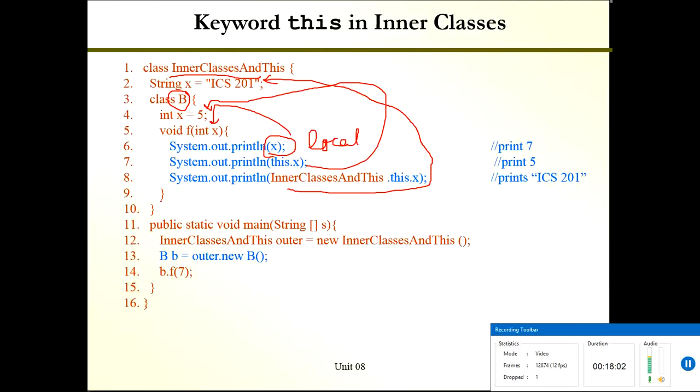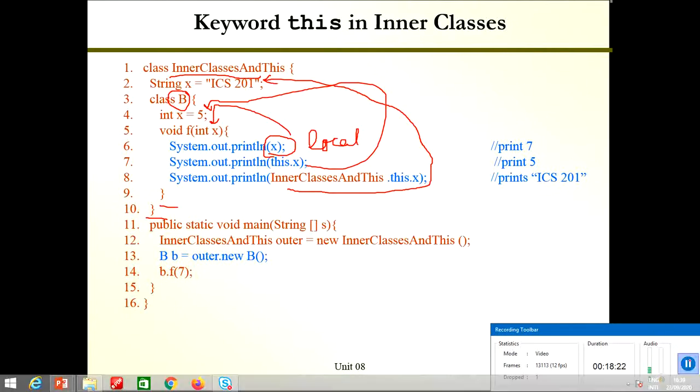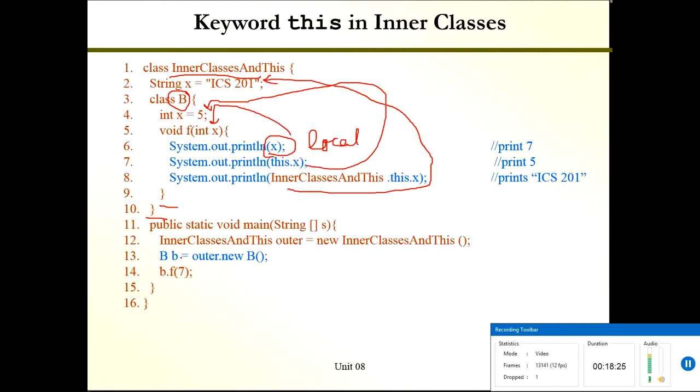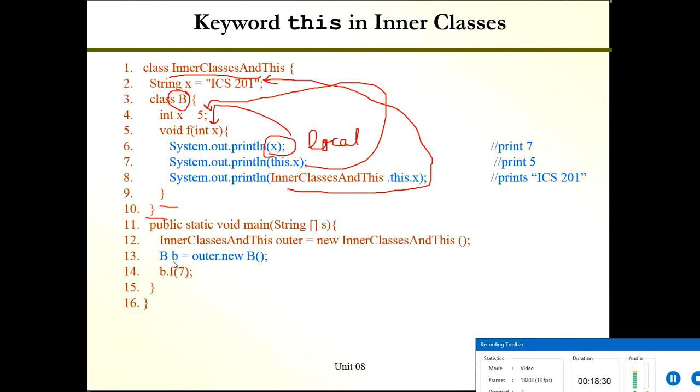Now the method ends over here and the inner class ends over here. So that means the main method is included in the outer class. We have the main method and we have made the object of the outer class. Now if I want to make the object of the inner class, here if you see, I am making the object of the inner class in the main method. I am not making it outside the class.